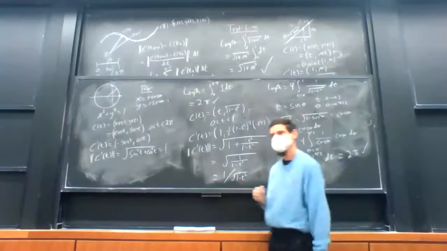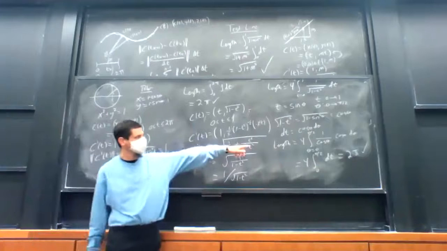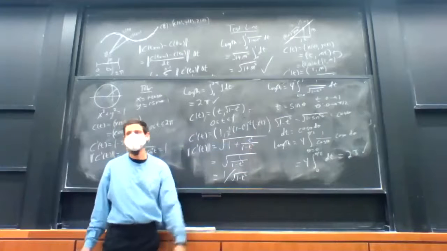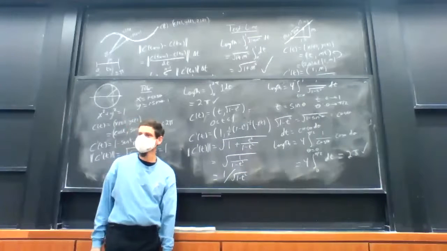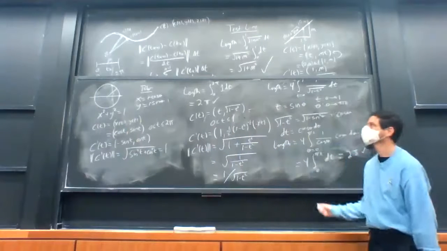So it works. And what's nice is we were able to do this without actually computing the antiderivative of 1 over the square root of 1 minus t squared, because we had a nice copy of it, so we embraced it.